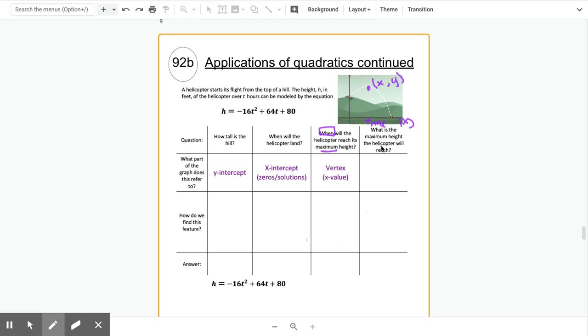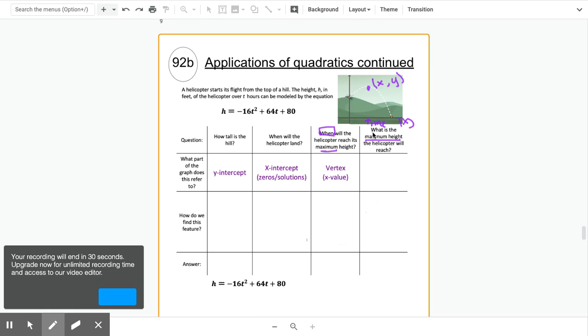The next question here asks, what is the maximum height? Again, maximum. So again, they're referring to the vertex, but this time they're just asking, what is the maximum height it's going to reach? Not when, but what. And so when they do this, they're asking for the y value of our vertex.